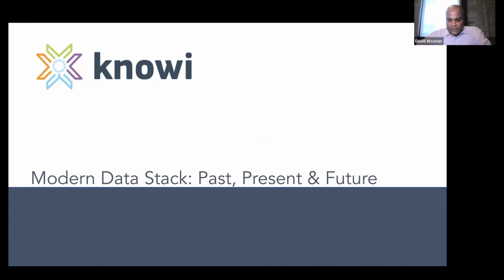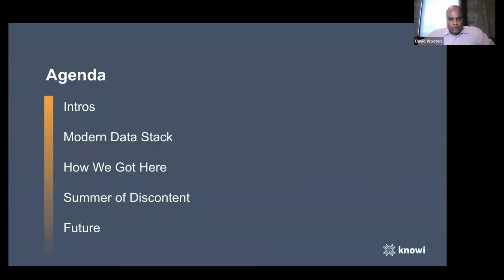So, let's discuss what we're going to talk about today. Let's take a look at the agenda. First, we're going to give a brief introduction. Then we're going to talk about the modern data stack, what it is, what the different pieces and players are, and why it is so complex, which is going to lead us to how we got there. What I mean by that is, what were the drivers and inputs that made us have to create this alphabet soup of different companies and technologies.